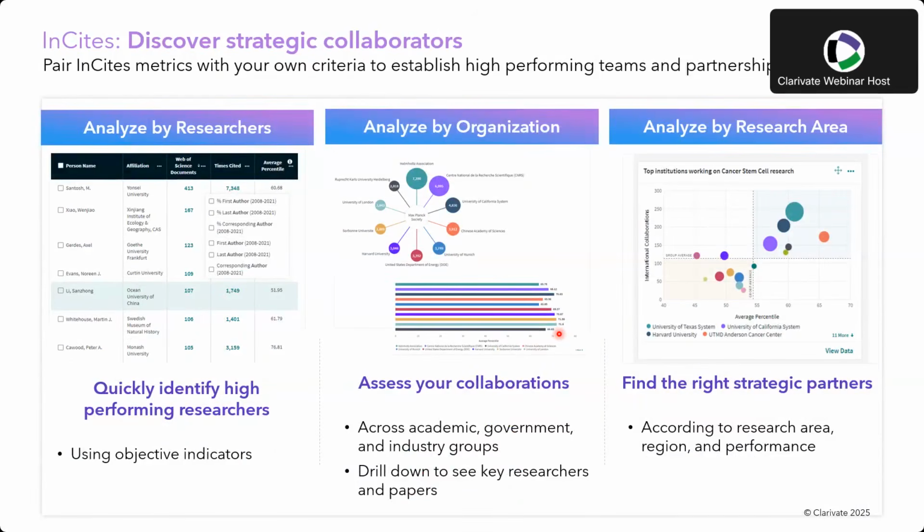So InCites, you might have heard about InCites as well. InCites is built on Web of Science Core Collection data going back to 1980, and there are lots of analyses you can conduct there. You can analyze by researchers. You'll see their affiliations, the number of papers. You can quickly identify high-performing researchers. You can analyze by organization, globally or within a specific country, really up to you, or a region or selection of countries. And then you can also analyze by research areas.